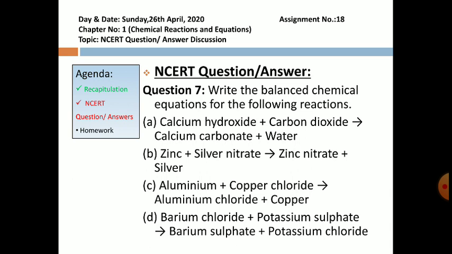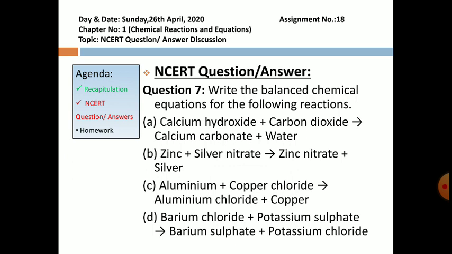B. Zinc plus silver nitrate gives zinc nitrate plus silver. Zinc Zn, silver nitrate AgNO3 gives zinc nitrate Zn(NO3)2 plus silver. Balanced equation becomes Zn plus 2AgNO3 gives Zn(NO3)2 plus 2Ag.